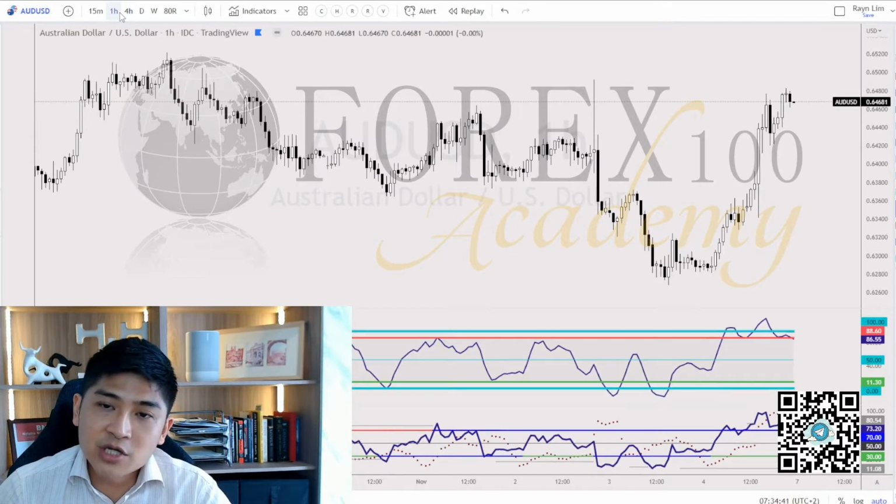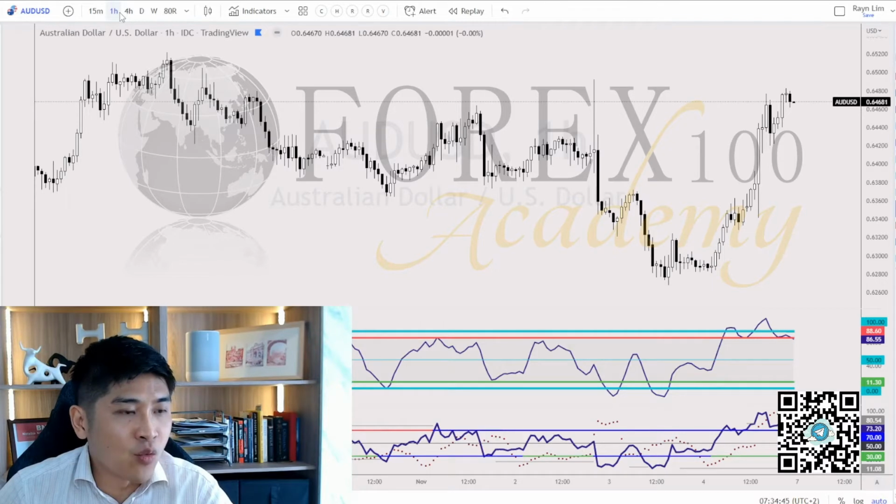Down to the 1-hour chart, this is what we have based off the 1-hour chart. Really strong market movement. So what's my plan?